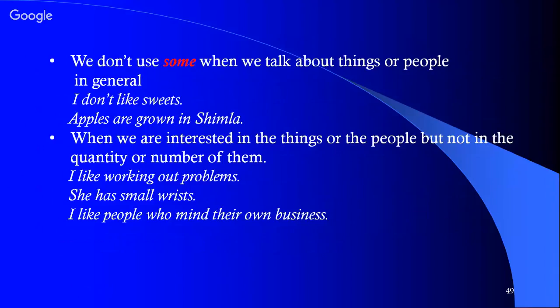We don't use some when we talk about things or people in general. I don't like sweets, we wouldn't say I don't like some sweets. Apples are grown in Shimla. We omit some when we are interested in the things or the people, but not in the quantity or number of them. I like working out problems. She has small wrists. I like people who mind their own business.